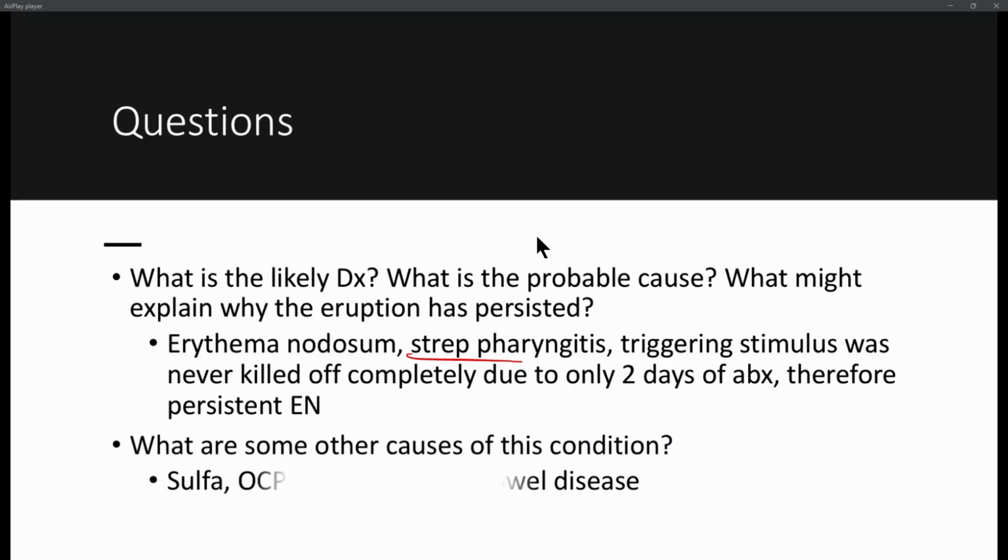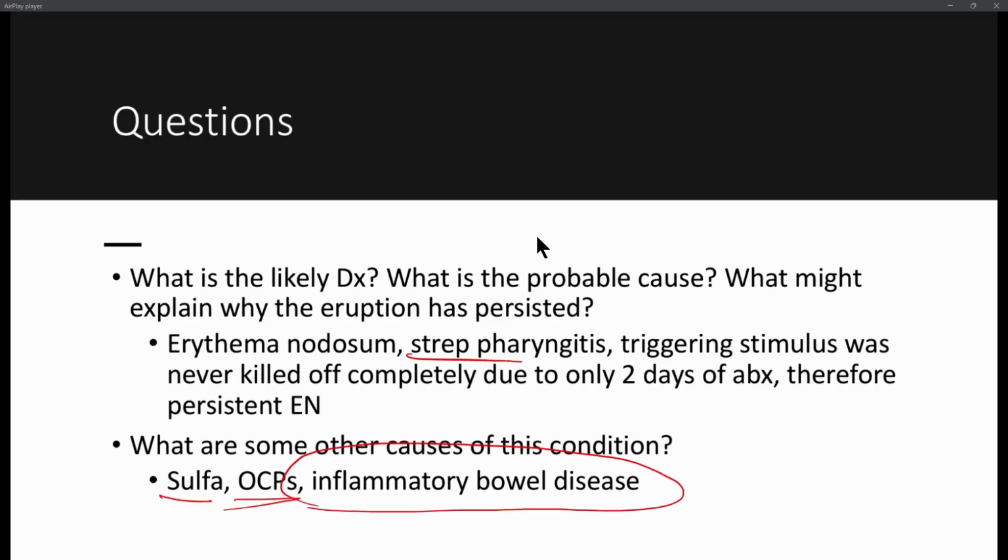What are some other causes? Sulfa drugs, oral contraceptives, and inflammatory bowel disease can also cause erythema nodosum. We talked about sarcoid as being another cause of erythema nodosum. These are the other ones as well.